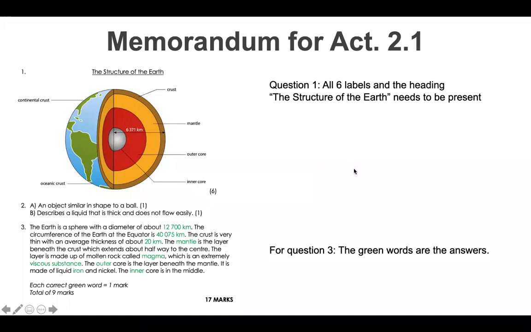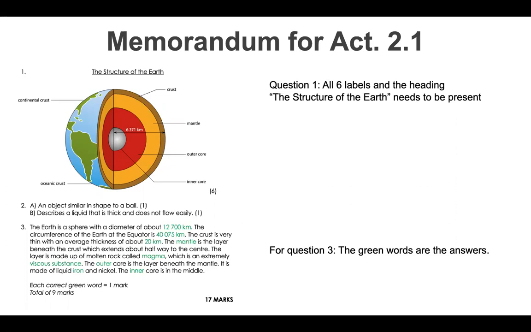It's very important here. All labels needed to be present, as well as the heading, anything in the line of the structure of the Earth. You could have said the cross section of the Earth, layers of the Earth. Any of that I would accept, but your best answer would be structure of the Earth. And then for number 2, those are your 2 definitions straight from your textbook.